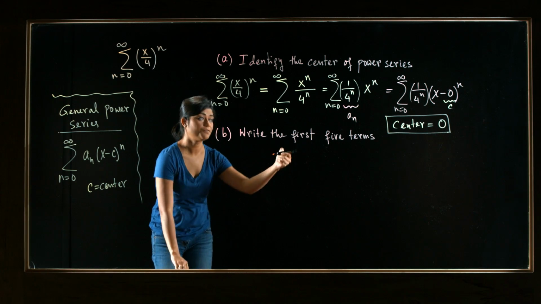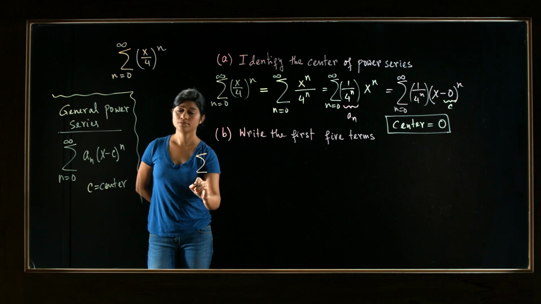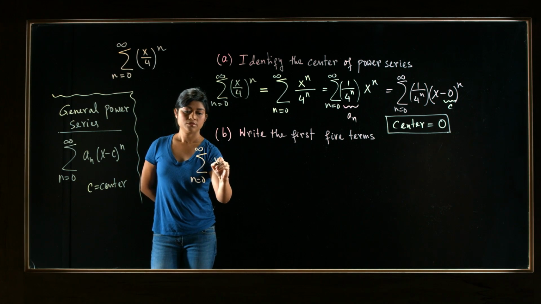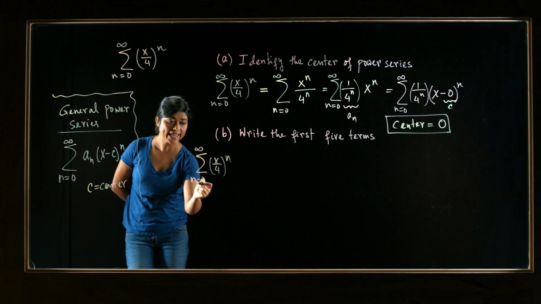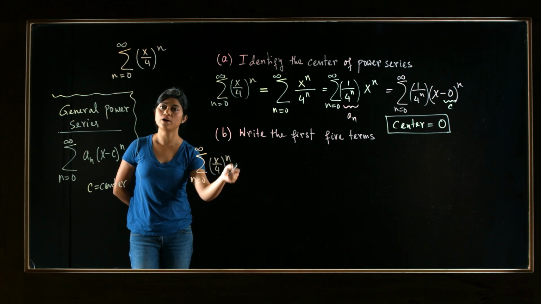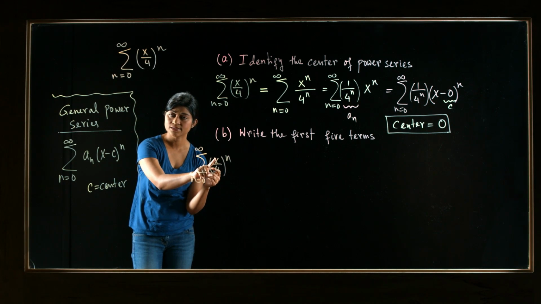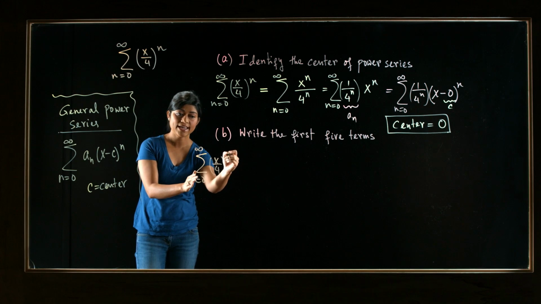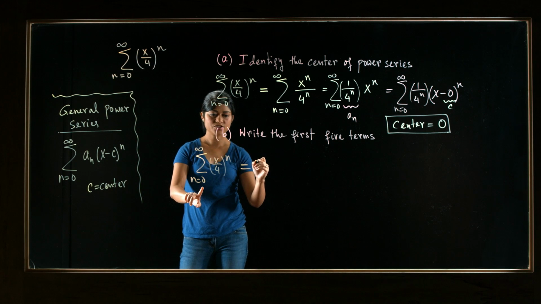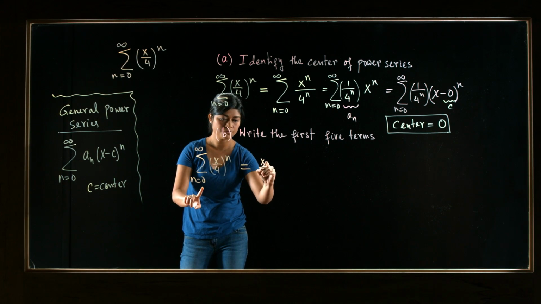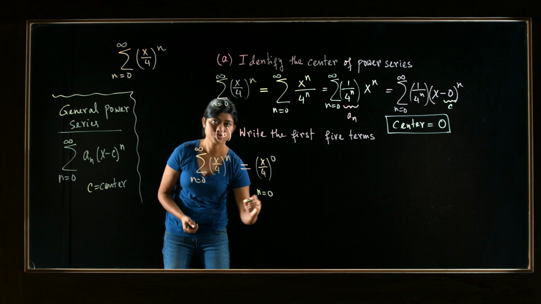Now, we have to write the first 5 terms of this power series. So let's do that. Be very careful. When you are writing the terms, you have to plug in n values, n equals 0, n equals 1, and so on. Don't make the mistake of thinking you have to plug the n values into x. x remains as it is, n changes. So the first term is when n is 0. So you get x over 4 to the power 0.